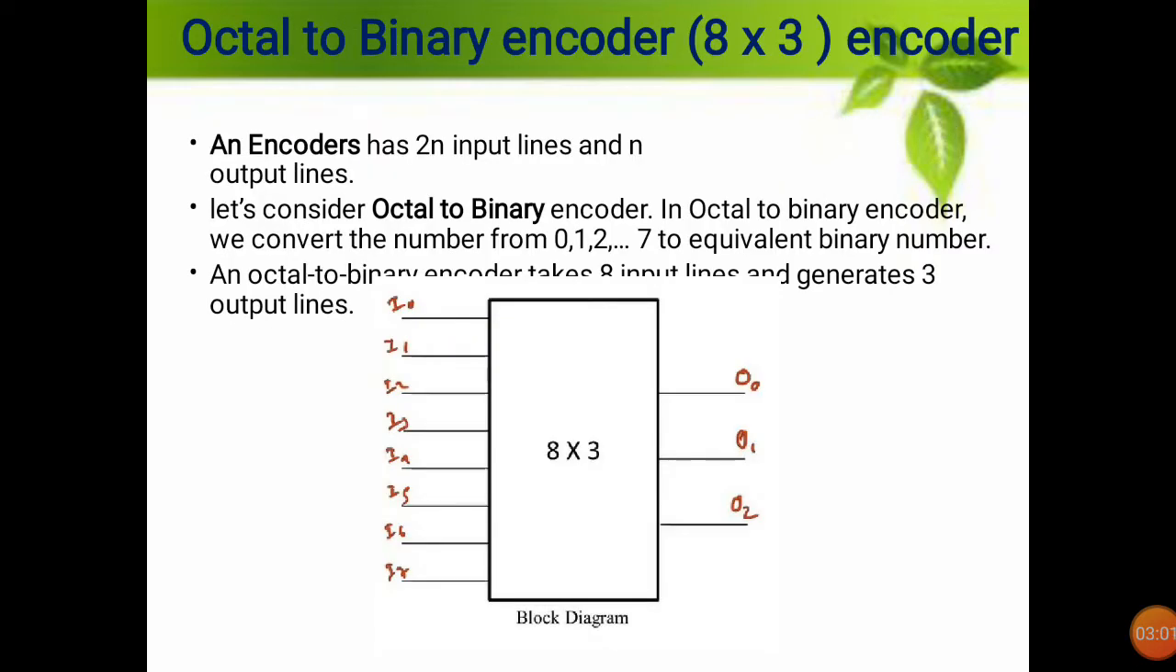Now an encoder has 2 to the power n input lines and n output lines. So let's consider the octal to binary encoder. In the octal to binary encoder, we convert the number from 0 to 7 to the equivalent binary number. Here, 0 to 7, it means I0 to I7, 8 inputs are there, and the outputs are 2 to the power n, it means 3 outputs, from O0 to O2.